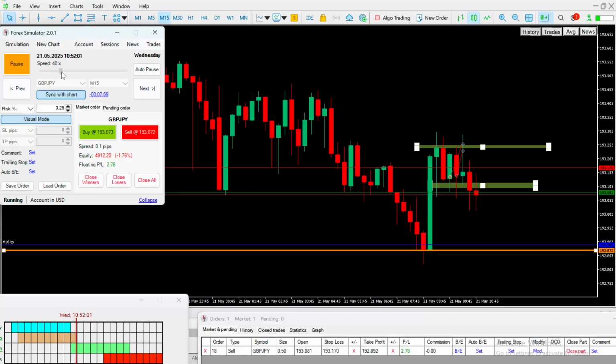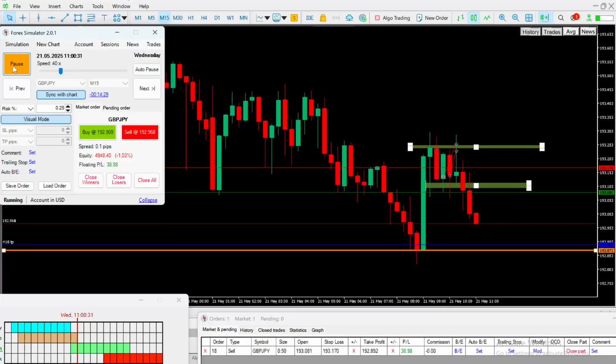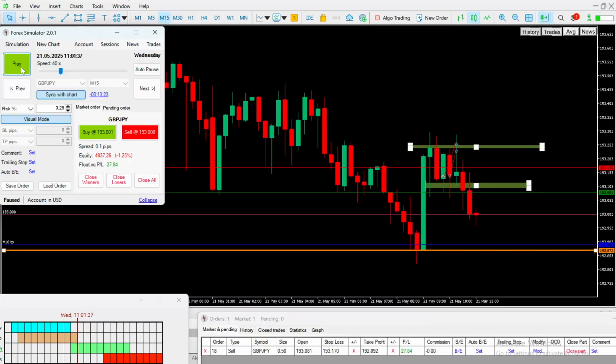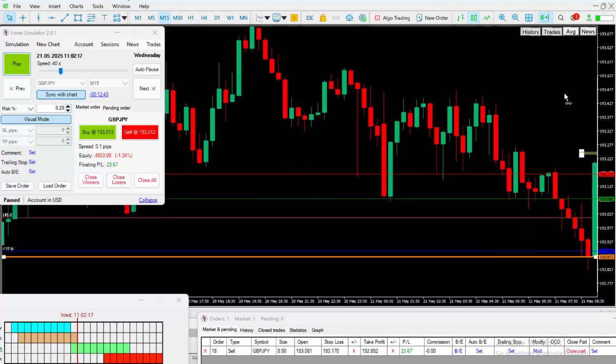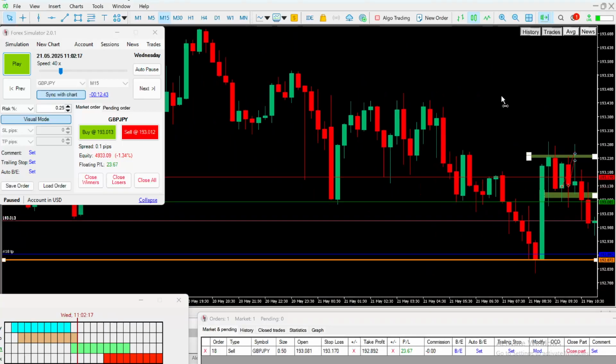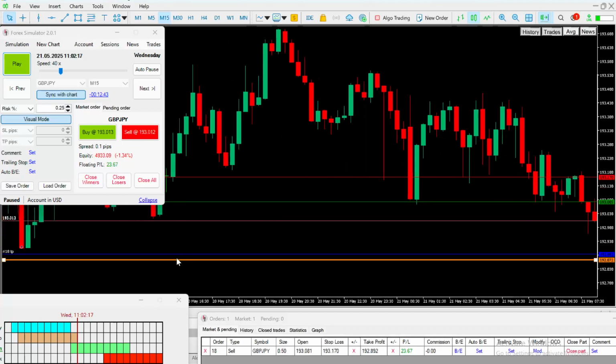Should we fast forward? Yeah. Okay, that's good. Do we have any supports or resistance here, or is it clear? Yeah. Okay, let's close it when it reaches here.